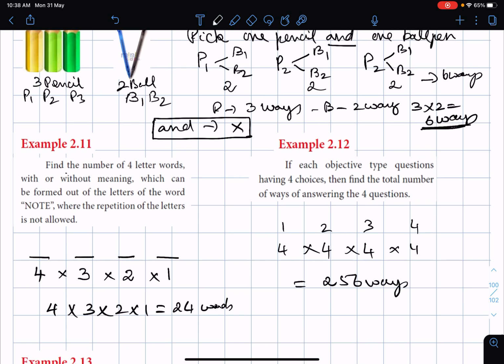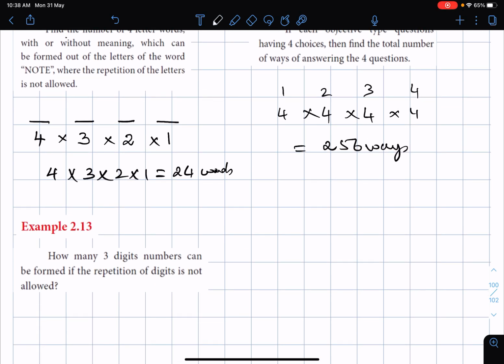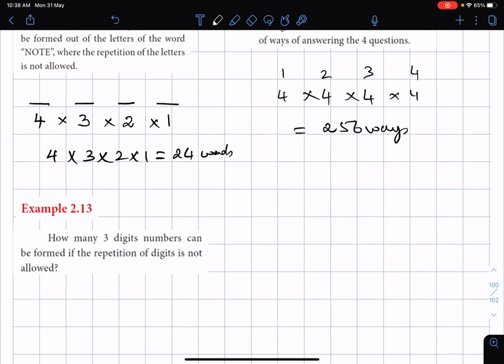Now coming to example 2.13. How many 3-digit numbers can be formed if the repetition of digits is not allowed? Here also repetition is not allowed. A 3-digit number has 3 places: the 100th place, the 10th place and the 1st place. So this is going to be your 100th place, this is your 10th place, and this is your unit place.